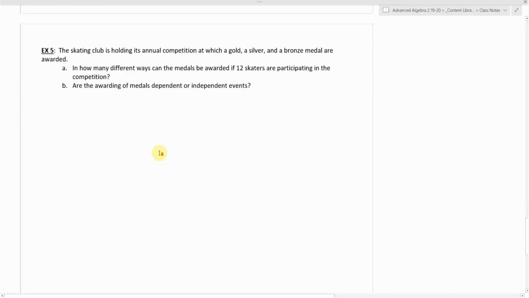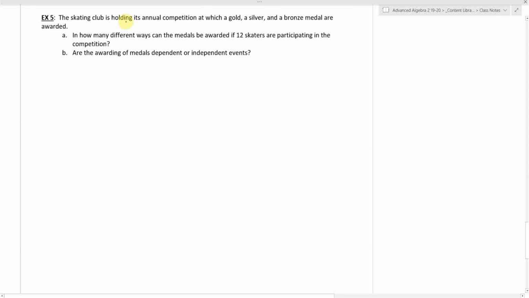Let's look at another example. The skating club is holding its annual competition at which a gold, a silver, and a bronze medal are awarded. In how many different ways can the medals be awarded if 12 skaters are participating in the competition? Okay, so there's 12 people skating in this competition, right?